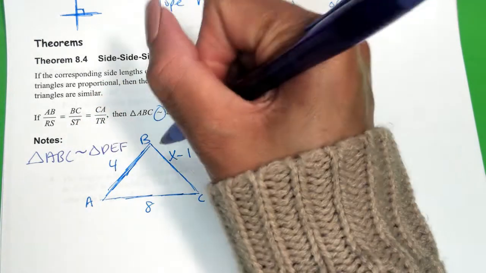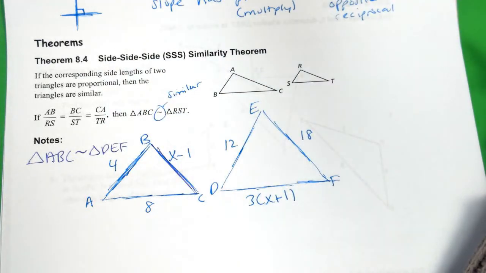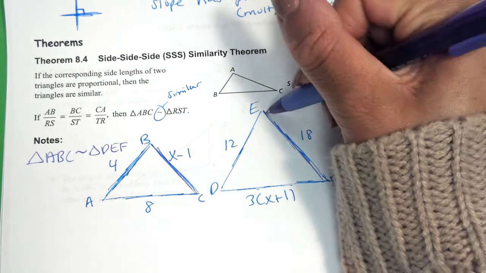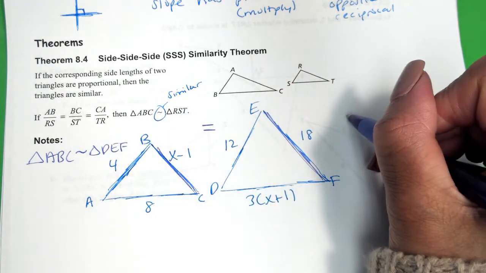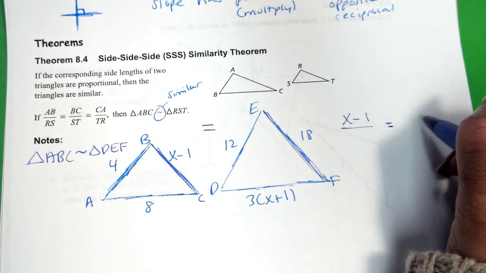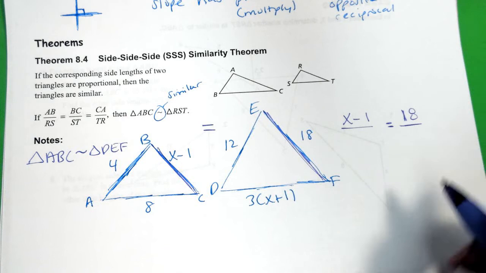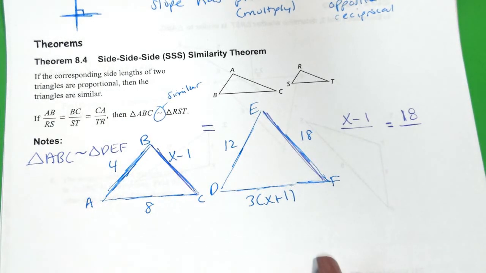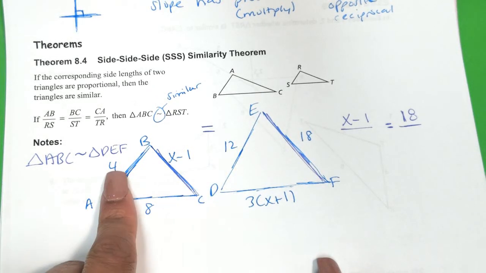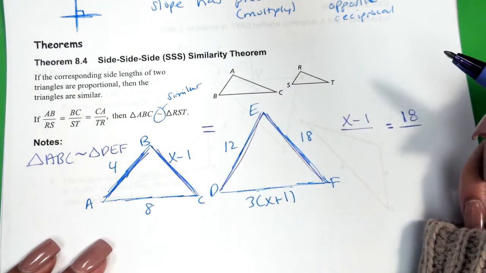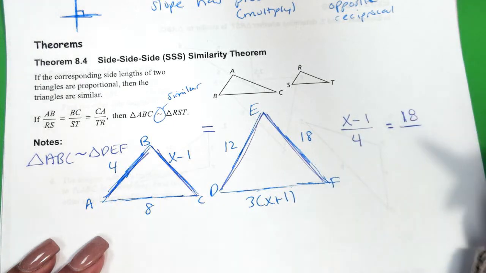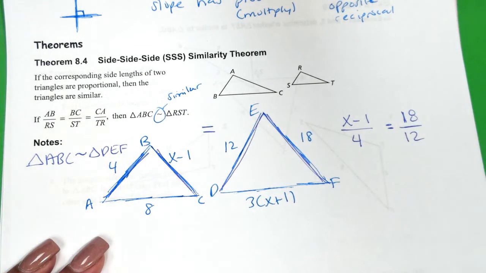So I have x here, and it corresponds to BC, and EF is in its place. Remember, to find x, I like to draw a giant equal sign over it. So I have x minus 1 all over something equal to 18 all over something. Now I can choose this one, but I'm left with a whole bunch of x's. So let's choose AB. AB is 4, and it corresponds to DE, which is 12. So 4 is going to go underneath my x minus 1 because they're in the same triangle, and 12 is going to go underneath my 18.